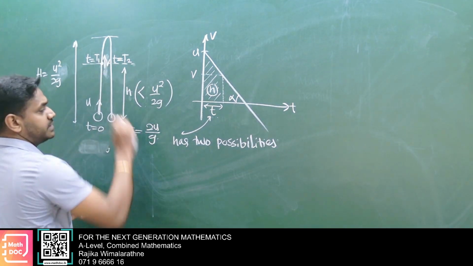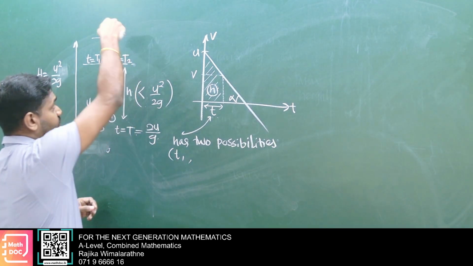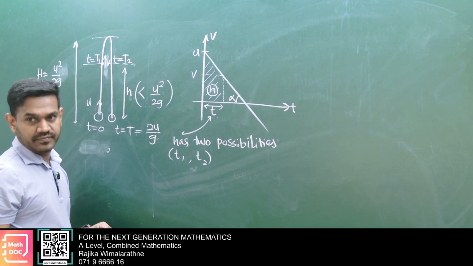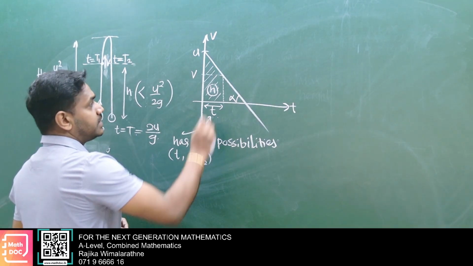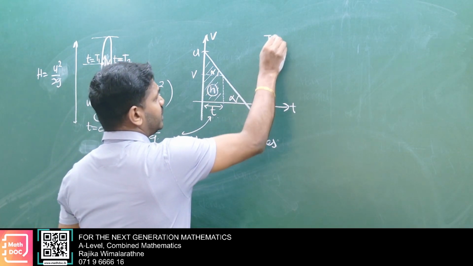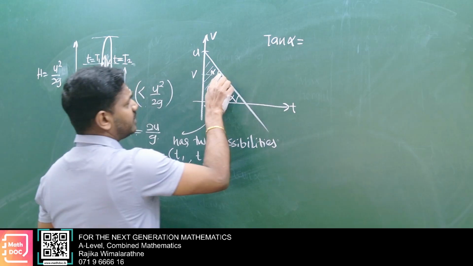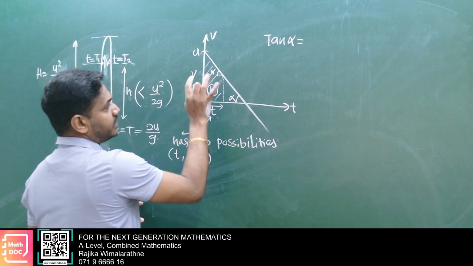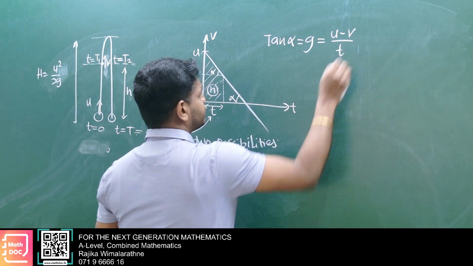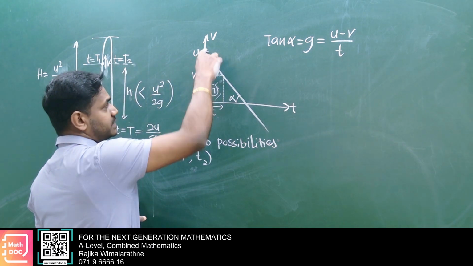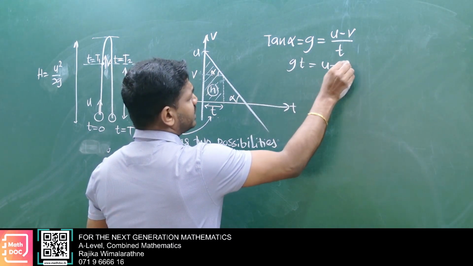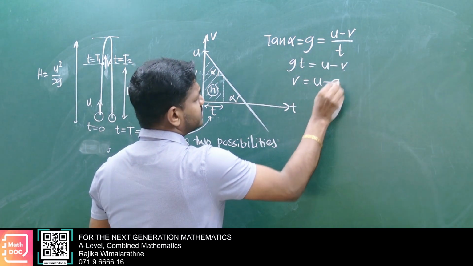So upward motion t1, downward motion total time t2. Here two possibilities, t1 and t2. So here this angle alpha, I'll do this way. Here tan alpha equals u minus v divided by t, no? This is g, u minus v divided by t. So here gt equals u minus v, so v equals u minus gt, take that as one.